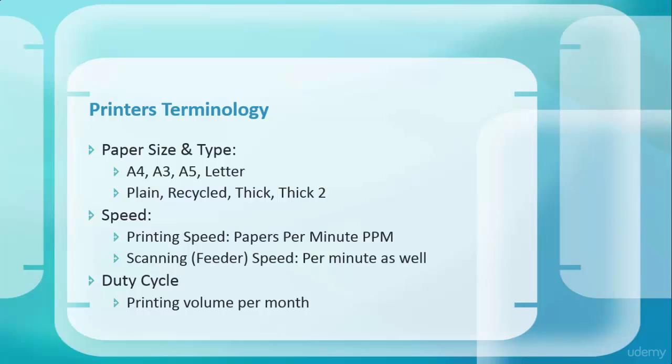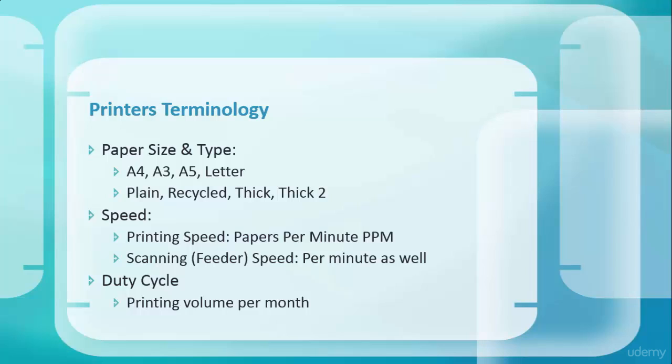Let's start. Paper size is straightforward. What sizes of papers can a printer print? A4, A3, A5, and letter. And also paper type. There are many types. We are all familiar with plain and recycled, but if we need a printer to print certificates, for example, make sure you get the correct printer, which can print the needed type, for example, thick or thick 2.